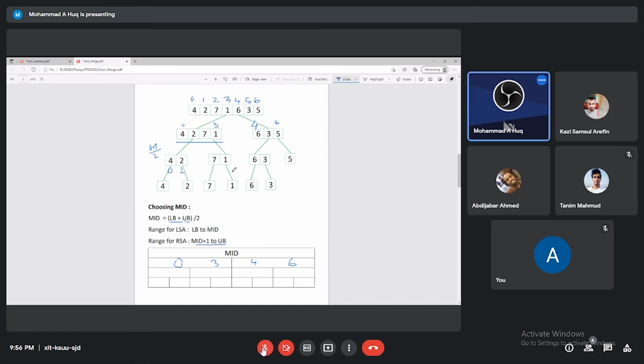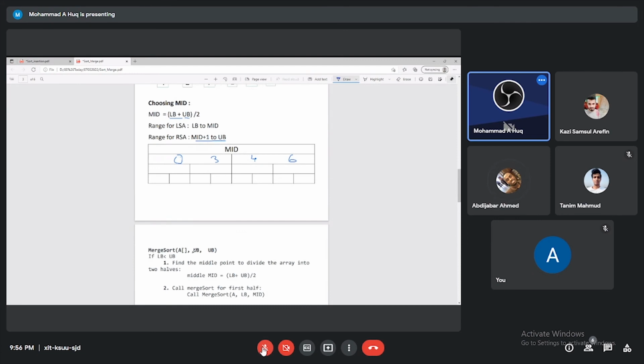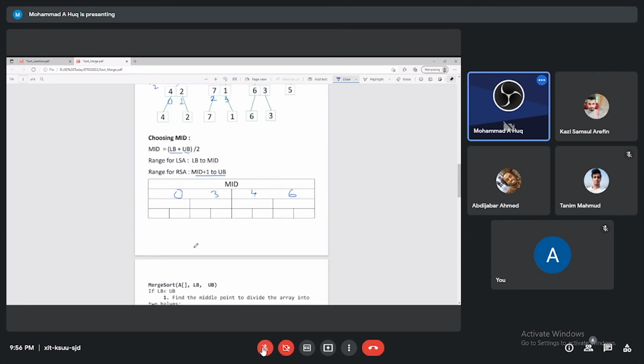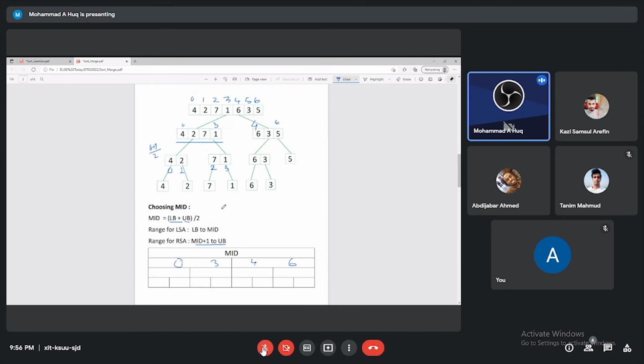0 and 1. And here 2 and 3. Yes, mid 2 and 3. Mid plus 1 to upper bound. Now here what will happen? 4, 5. Sir, 5. 4, 5, and here 6. But sir, what next?